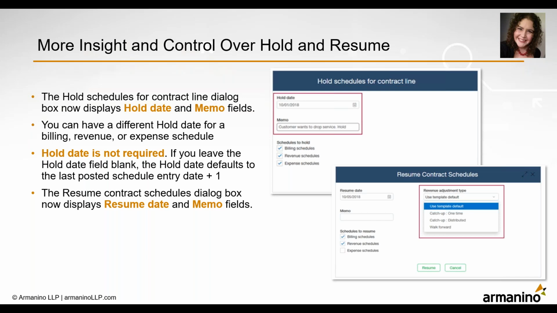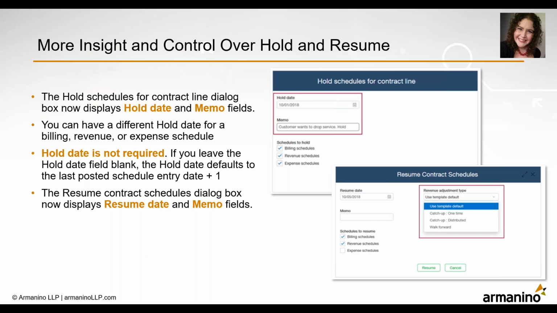Previously, when you resumed a revenue schedule, the revenue for the past periods was automatically posted using the specified resume dates as the posting date. And now you can select to use either the revenue adjustment option from the associated revenue template, or you can select a different revenue adjustment type when you resume the schedule. And again, like with most of these updates, this is only going to be available if you are using the daily rate or straight line methods.